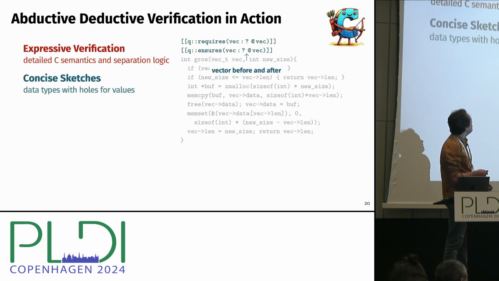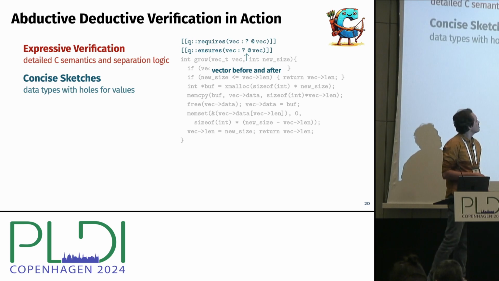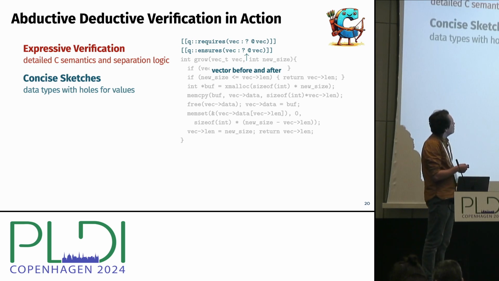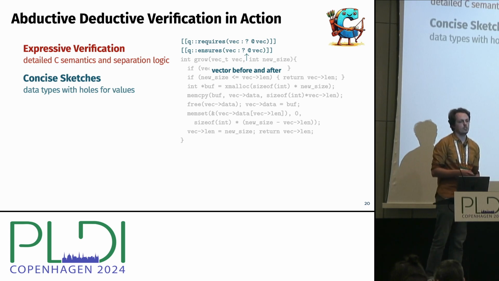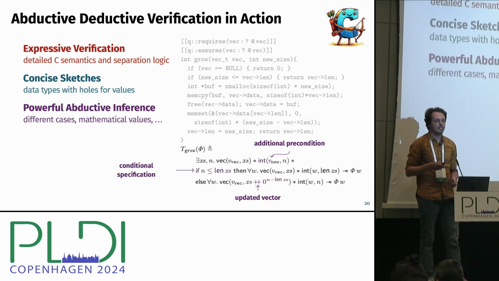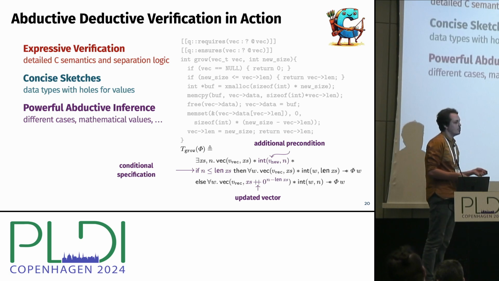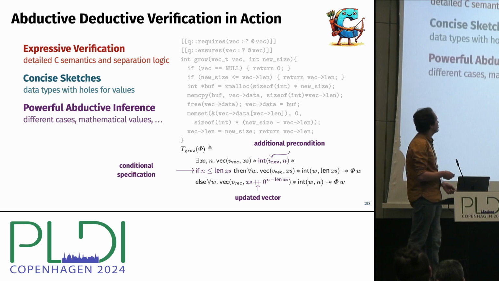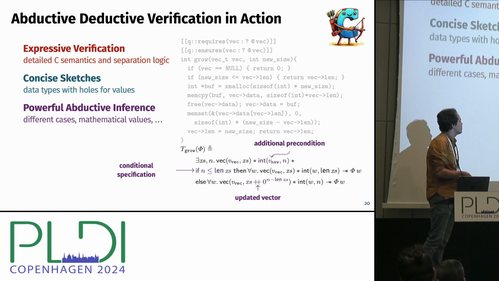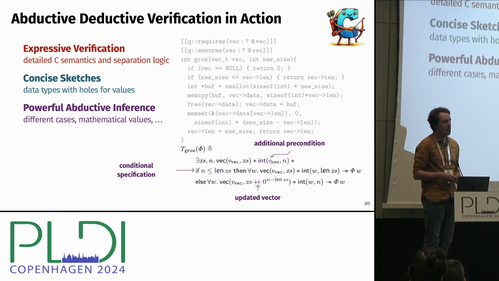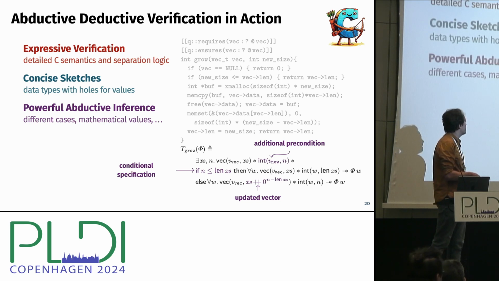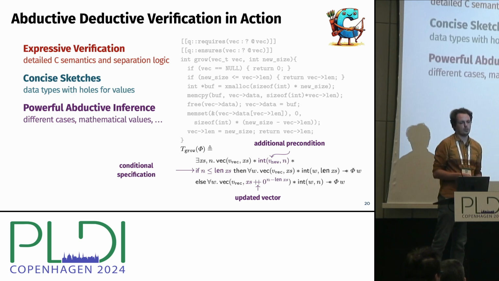Nevertheless, in this particular case, we can get by providing two simple sketches. We basically just need to say that vec, the pointer that we pass in, is a vector before and after the function. And then if we run the inference, we infer the following specification, which basically contains an additional precondition for the second argument, that it should be an integer. It is conditional because the function has two branches, and it also contains the value of the updated vector. In this case, it's the list xs extended with a bunch of zeros.